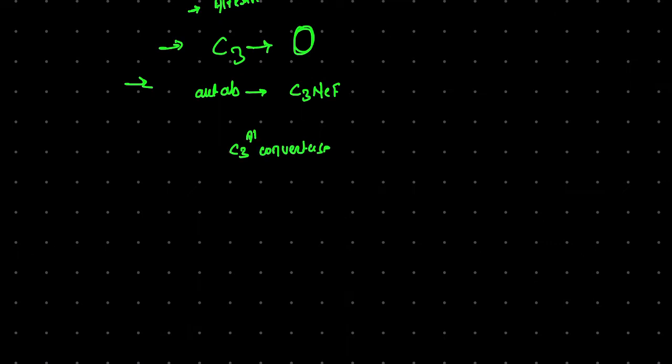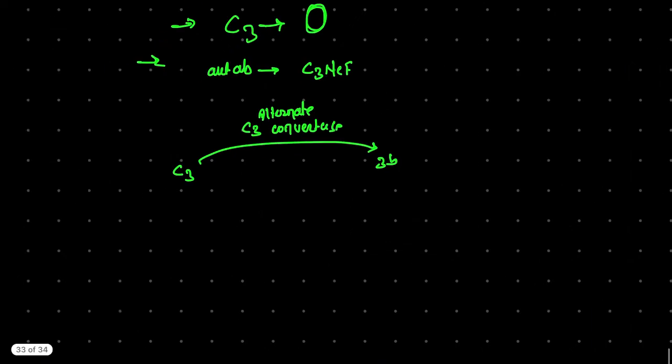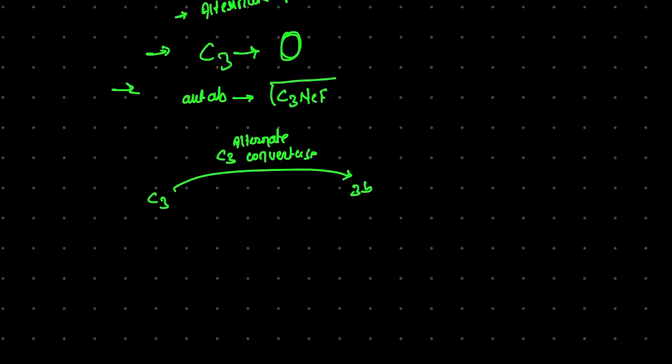Alternate C3 convertase. What this C3 convertase does is convert C3 into C3b, right? Now what this C3NEF will do is overactivate our alternate C3 convertase. As there will be overactivation of the alternate C3 convertase, there will be a high increase in C3b, but a reduction in C3.